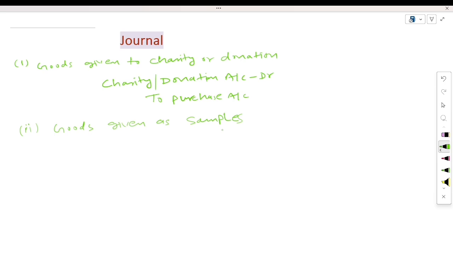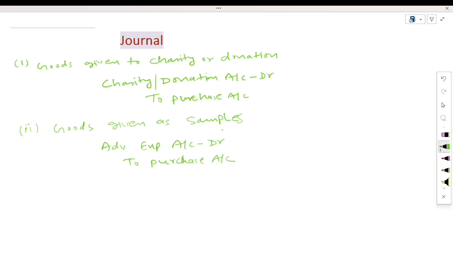So advertisement will also be an expense for the business. At that time, what entry will you pass here? You can make the entry: advertisement expense account debit, or sample account debit. You can also write sample account, because sample or advertisement, both you can use here. Advertisement expense account debit to, you are giving goods, so here also your purchase account will be credit.